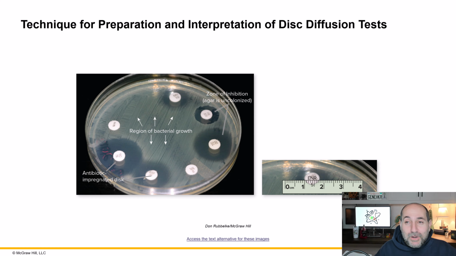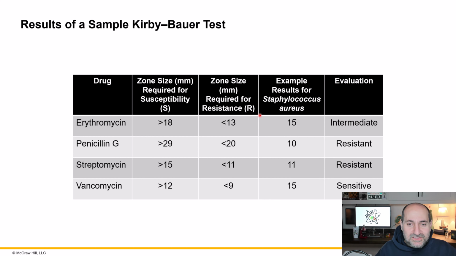Remember the Kirby-Bauer test, the disc diffusion test, and how you measure the zone of inhibition in millimeters? We did that in the lab as well. And remember, based on the size of the zone of inhibition, and these charts, you're able to determine whether a bacterium is resistant, intermediate, or sensitive to a drug.